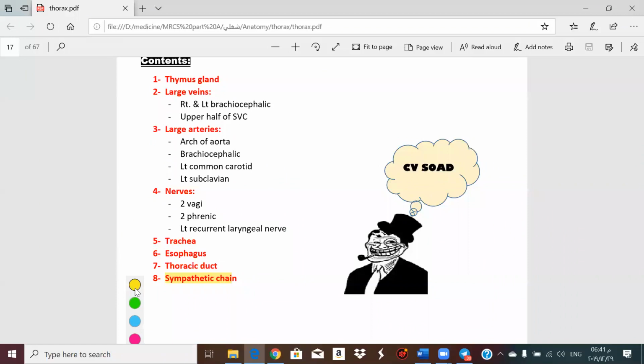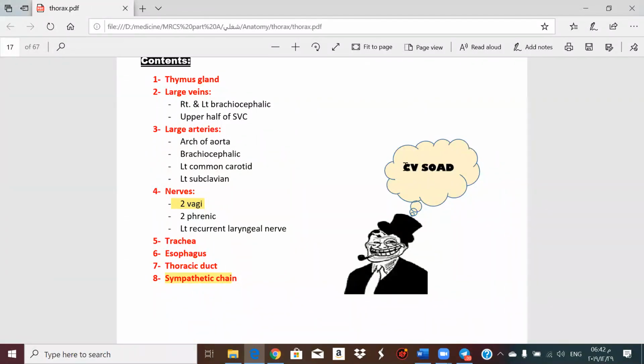Okay. This is the first content. V is for a very famous nerve starting with V. It is the only nerve starting with V. It's called vagus nerve. The second one: vagus nerve will remember you by his son and his brother.